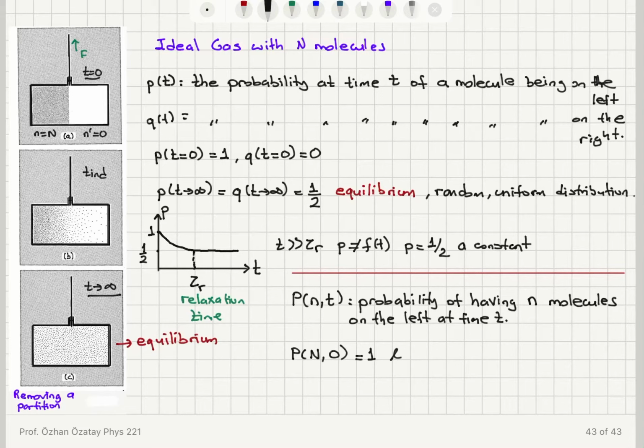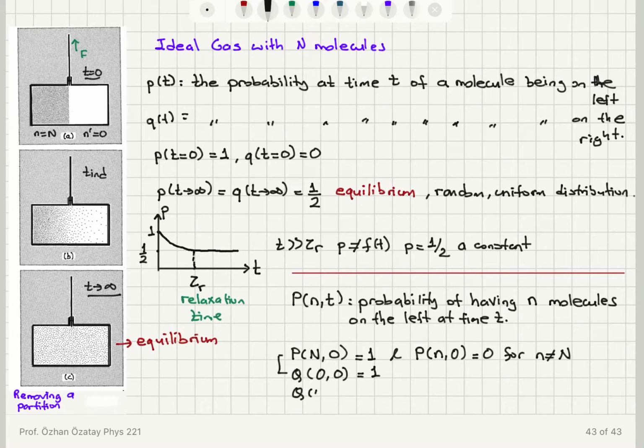And furthermore, I can say that the probability of having n molecules on the left-hand side at t equal to 0 is equal to 0 for n not equal to capital N. Because if you have n molecules on the left side, capital N minus n molecules should be on the right side. And since that is not possible, the probability of having no molecules on the right side at t equal to 0 is 1. So these two statements are equivalent.